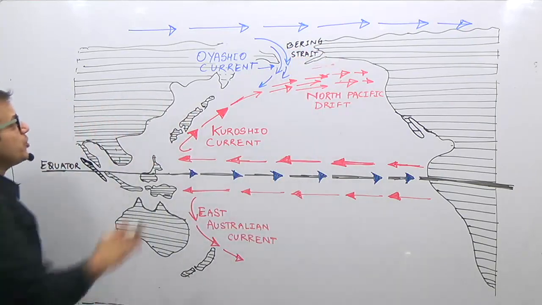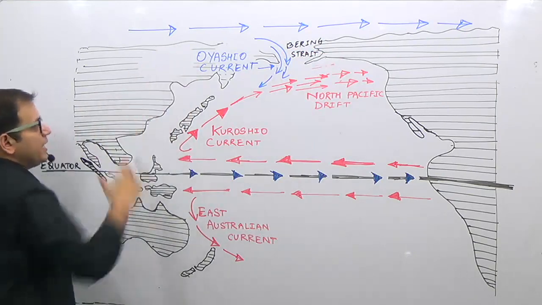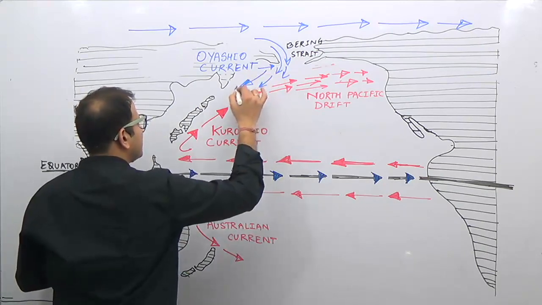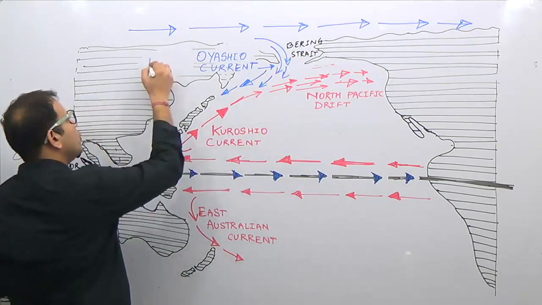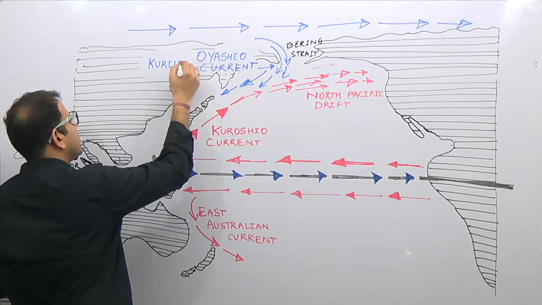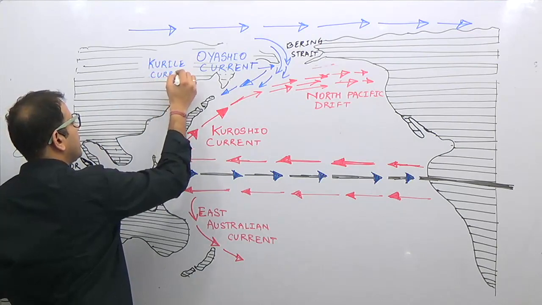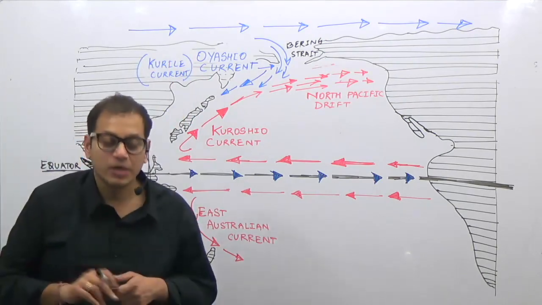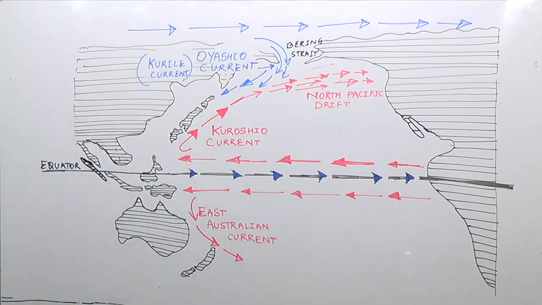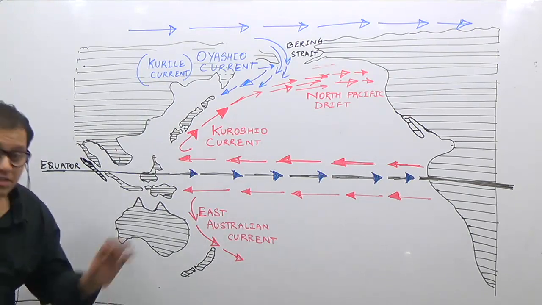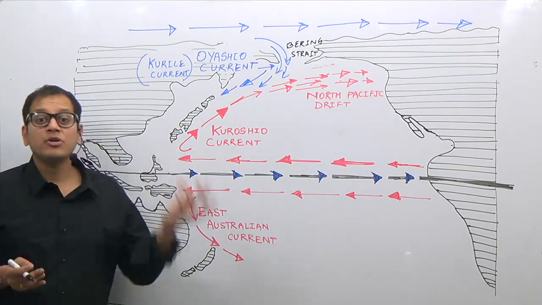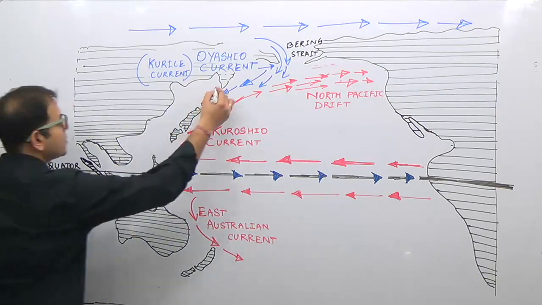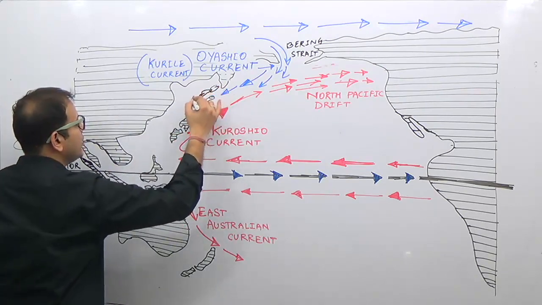This Oyashio current is also known by a different name because of the islands here, a smaller group of islands. This is also known by the name of the Kuril current. It is also known as the Kuril current or Oyashio current system. So it is also known by the name Kuril current, K-U-R-I-L-E. Why the name Kuril current? Because of the presence of islands known as the Kuril Islands here. So what are these Kuril Islands? These are the smaller islands in this region which are known as the Kuril Islands.